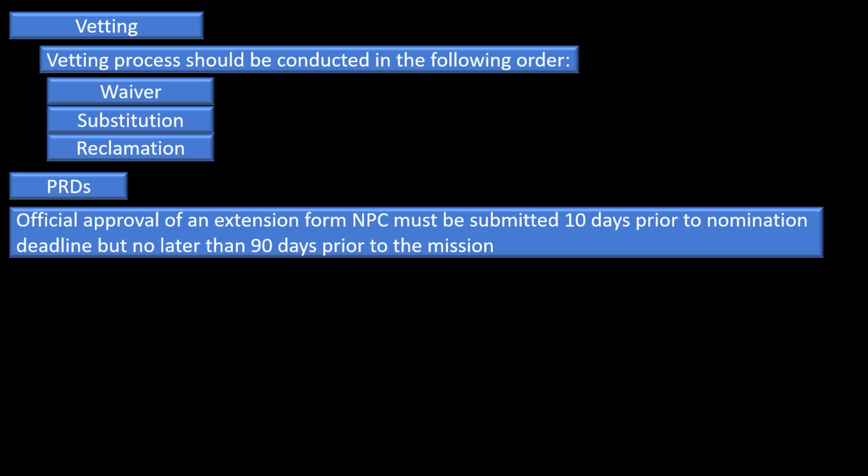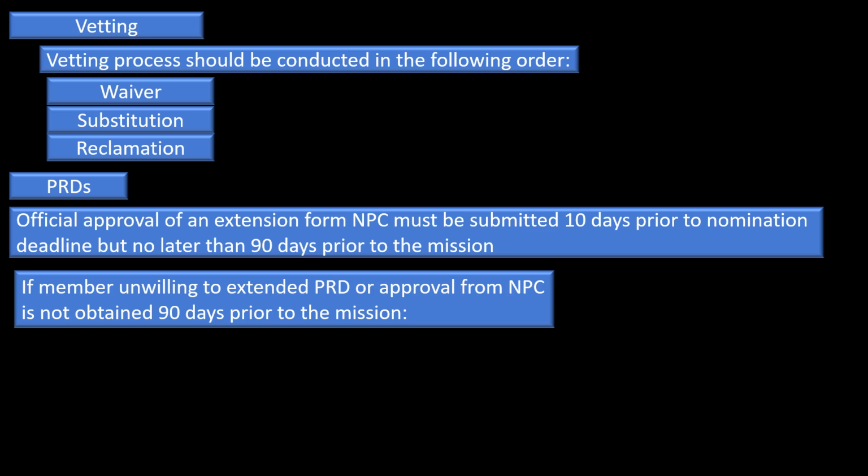So if somebody's PRD is not going to meet the mission requirements, if they're willing, we have to see if they'll extend their PRD on station. It has to be submitted 10 days prior to the deadline where we've got to submit that name up to BUMED, and no later than 90 days prior to the mission actually taking off. So 10 days prior to the nomination deadline, no later than 90 days prior to the mission.